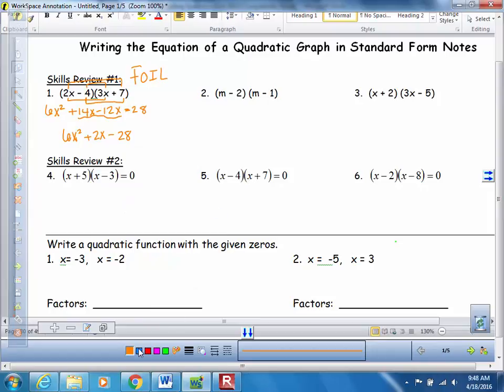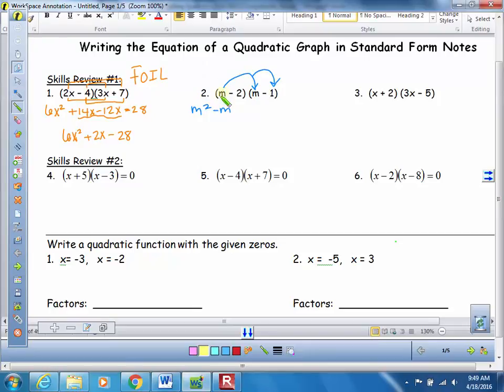Okay, let's try one more that looks like that. So in number 2, another way that you can look at this is you just kind of distribute what's in the first parentheses to the second parentheses. So I'll do that method too. We have to multiply m times everything in the second parentheses. So m times m gives me m squared. We'd also do m times negative 1, which gives me a negative m.